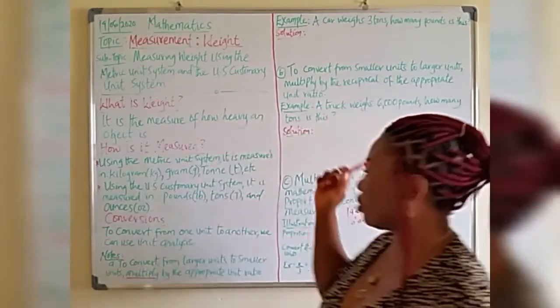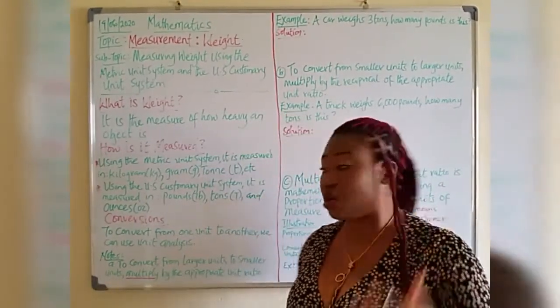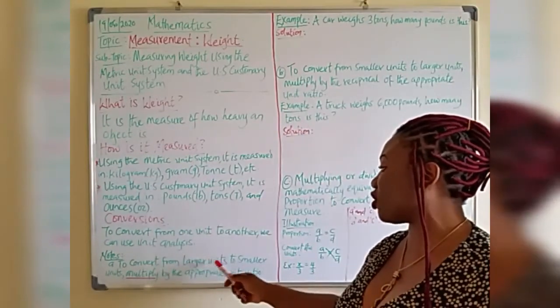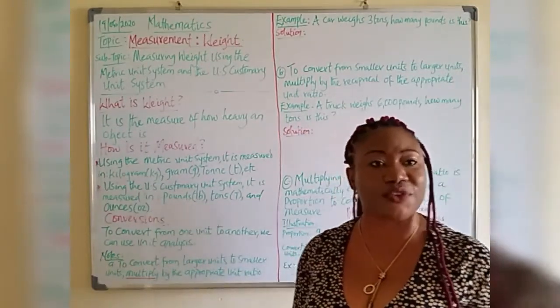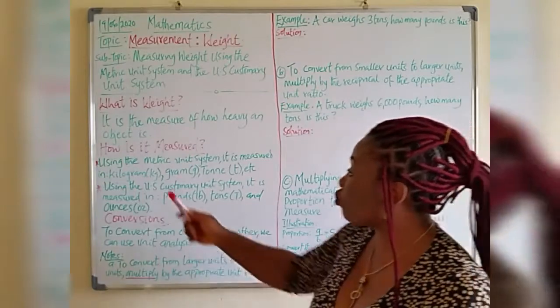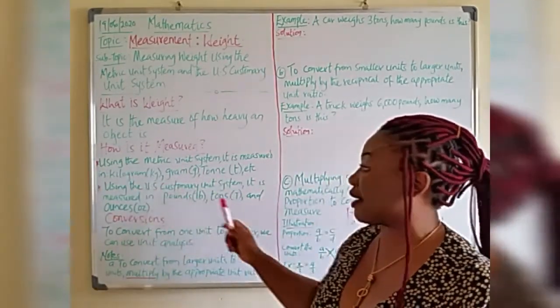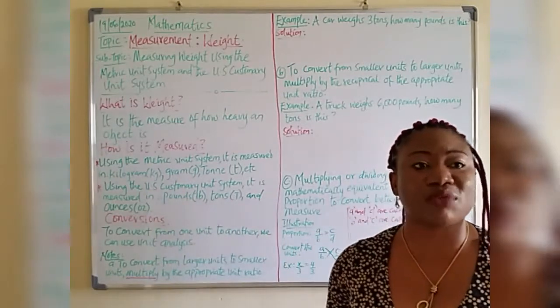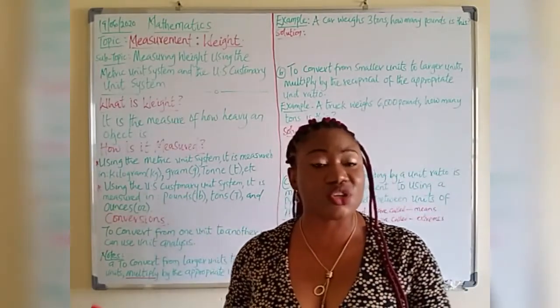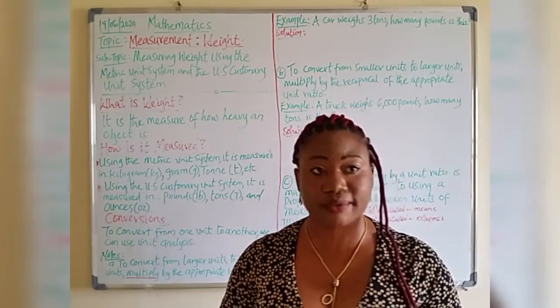Now, before we move on to any other thing, I would like to actually explain something here. Larger units to smaller units. What unit are we referring to here? We are referring to the kilogram, the gram, the ton, pounds, tons, and ounces, and the rest of them. Those are the weights, the units that we are referring to here.